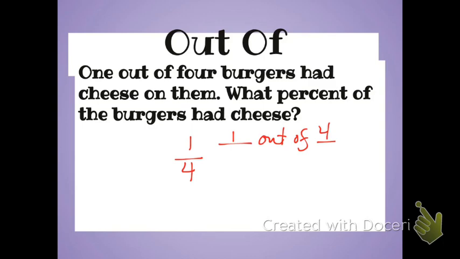So let's divide it. 1 divided by 4. Some of you may know this one in your head. Yeah, good. Because if we divide 1 by 4, we're going to get 0.25. We move our decimal over 2 places and we have 25%. So 25% of the burgers had cheese on them.